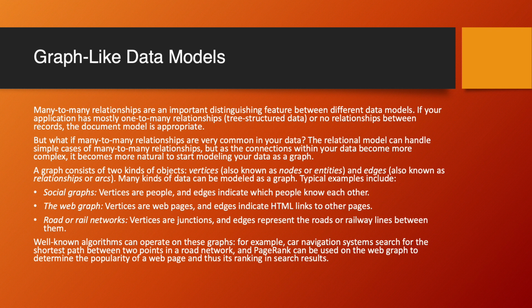But as the connections within your data become more complex, it becomes more natural to start modeling your data as a graph. A graph consists of two kinds of objects: vertices, also known as nodes or entities, and edges, also known as relationships or arcs. Many kinds of data can be modeled as a graph.